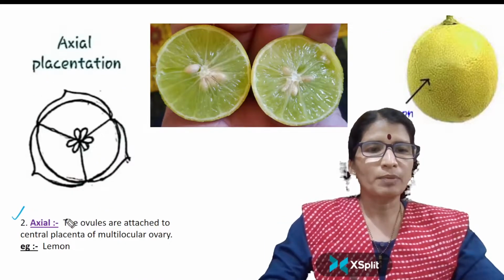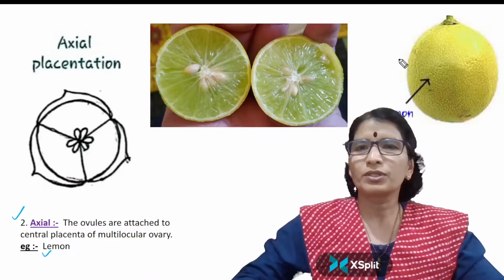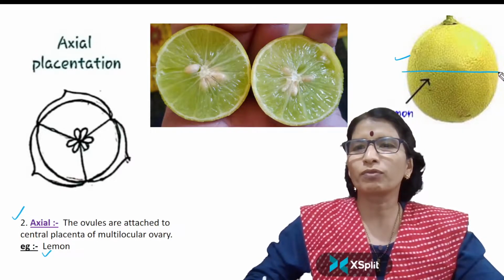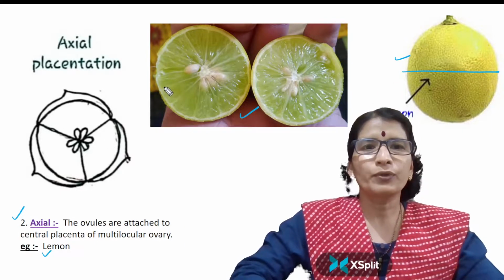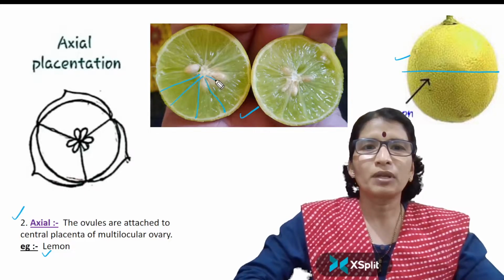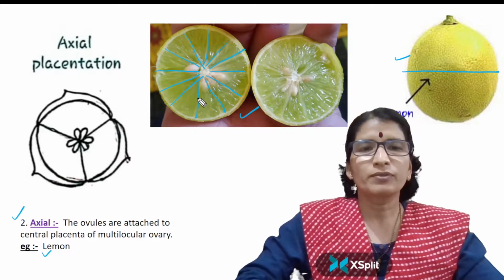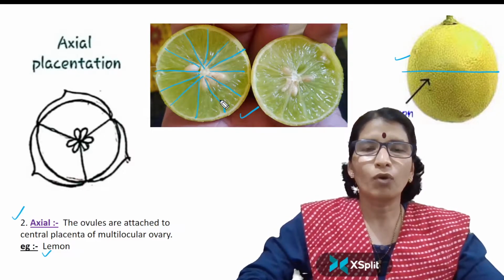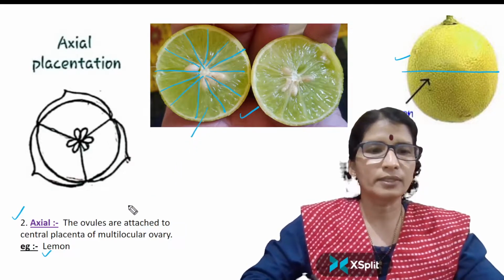Second one is axial placentation. Best example, lemon. So this is lemon. When we take transverse section of lemon, the view is like this. In lemon you can see these are the septa. Septa means thin walls. So due to presence of septa, number of chambers formed. Each chamber you can call it as locule.